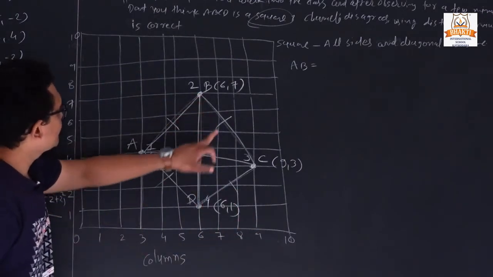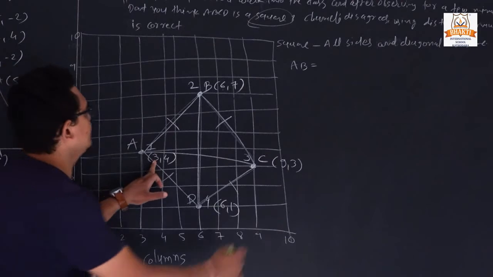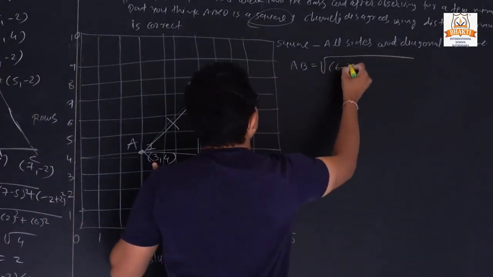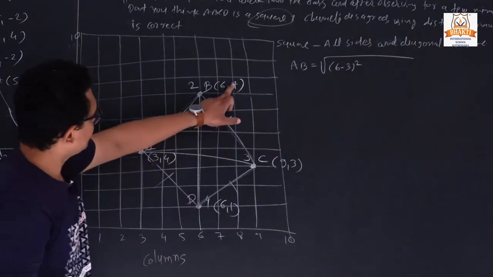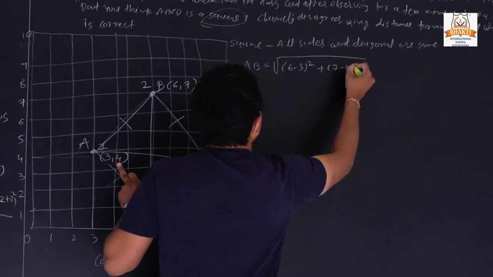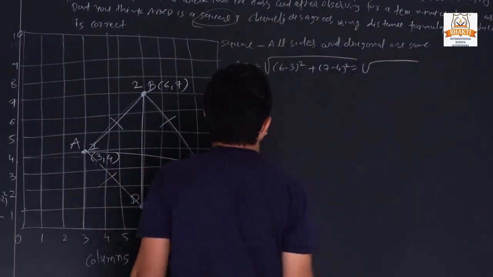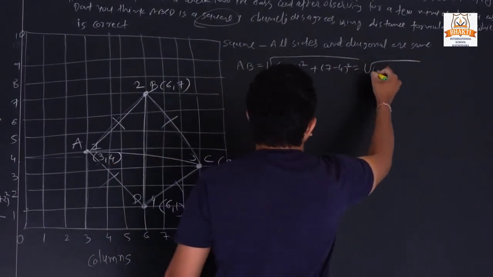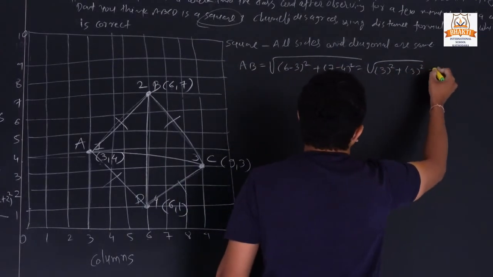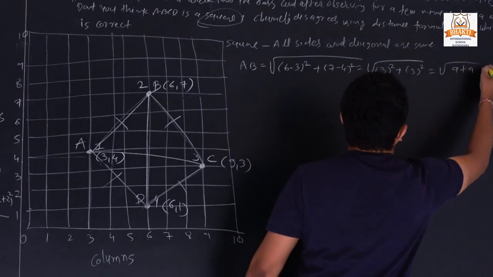Now AB. So under root, (x2 minus x1) so (6 minus 3) all square, (y2 minus y1), (7 minus 4) all square. So what is its simplification? 6 minus 3, 3 all square. 7 minus 4, once again 3. So 3 square is 9 plus 9, so root 18.